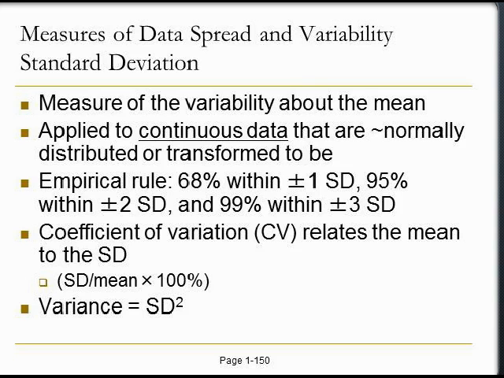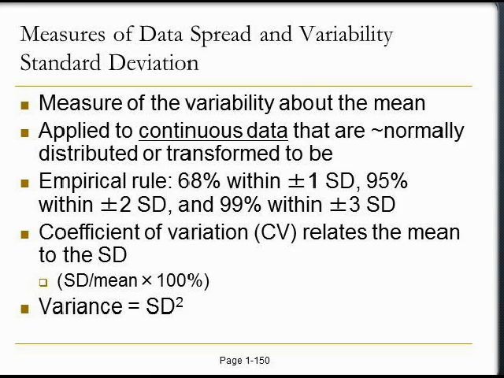So let's now transition from measures of central tendency to descriptors of data spread and variability. And the most common one, again, that we see in the literature is the standard deviation. Remember that the standard deviation is a measure of the variability that exists about the mean. And it should only be applied to continuous data that are approximately normally distributed, or that the user of this test transforms the data to be. So you have to remember, and you should, it really should only be applied to continuous data that are approximately normally distributed.